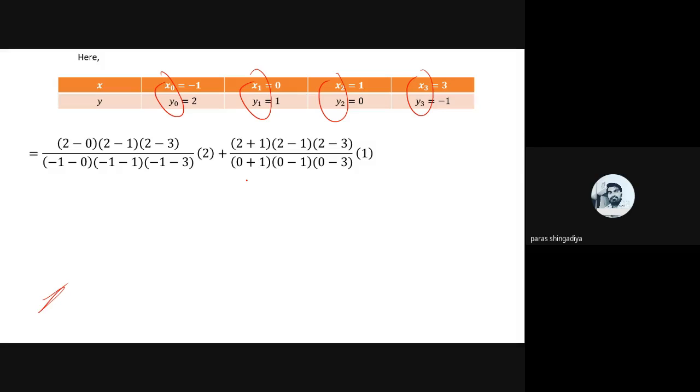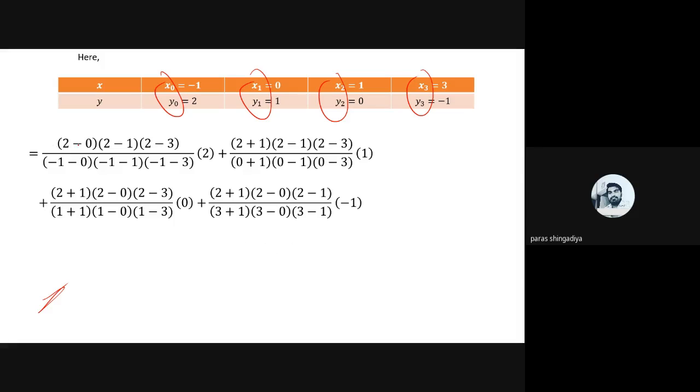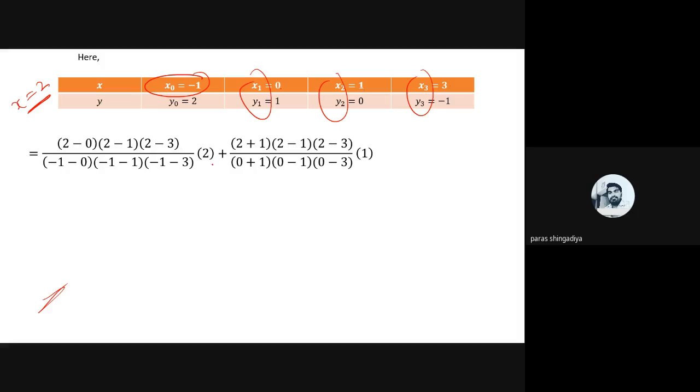Okay, so we have the formula: x minus x1, x minus x2, x minus x3. Okay, and x is equal to 2 is given. Okay, you have to predict the f of 2 by using the Lagrange interpolation formula. So x is equal to 2. So x minus x1, x minus x2, x minus x3 means x minus 0, x minus 1, x minus 3. Divide by, now replace the x by -1 because x0 is equal to -1 here. So it will be -1 minus 0, -1 minus 1, -1 minus 3 into the y0, that is equal to 2. Clear?